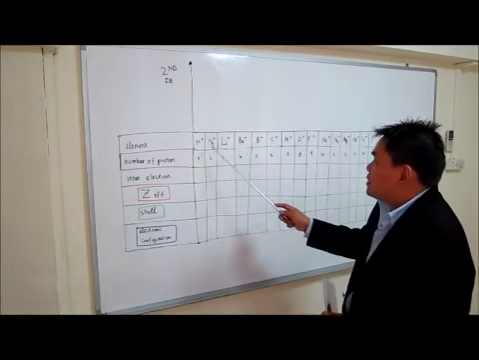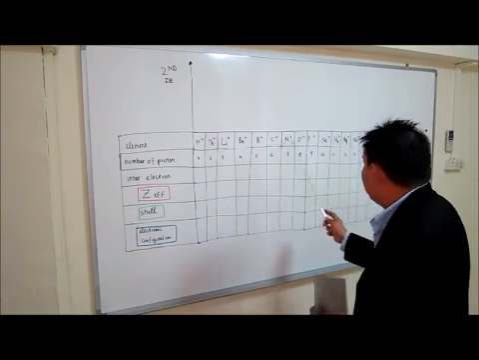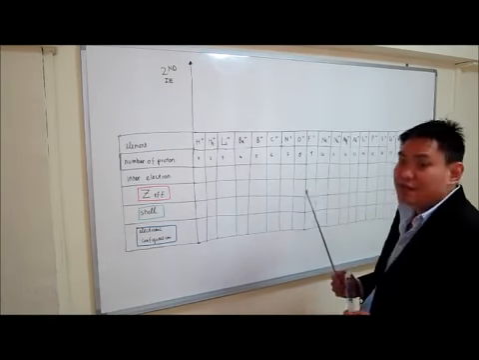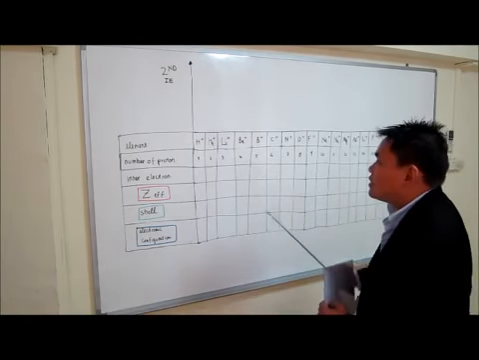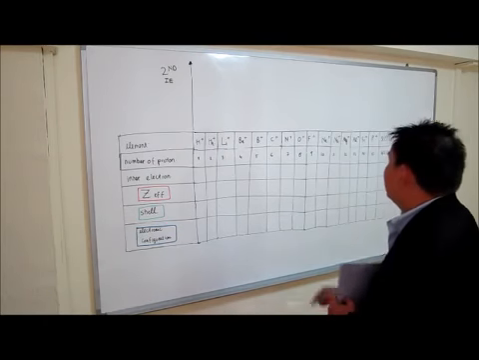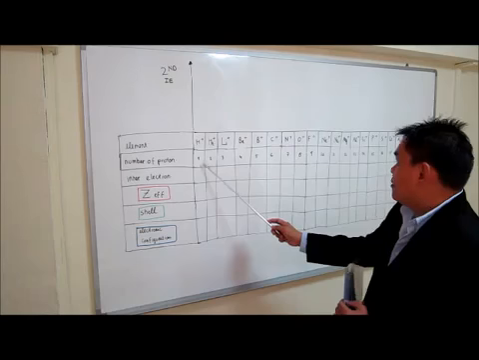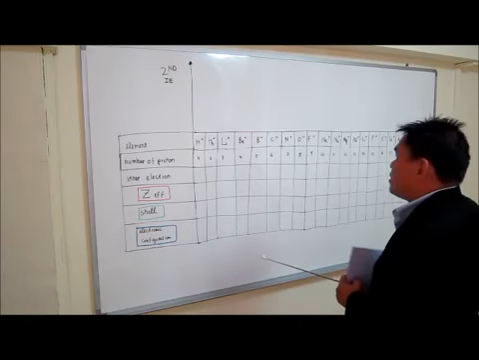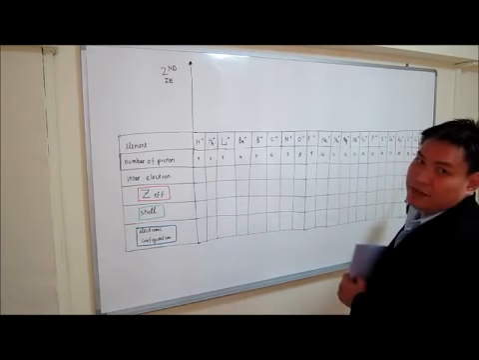So you can fill up all these elements, and you might need a periodic table to help you with that. The number of proton is of course very easy for you to fill up, because it's in order from 1 for hydrogen and 20 for calcium.